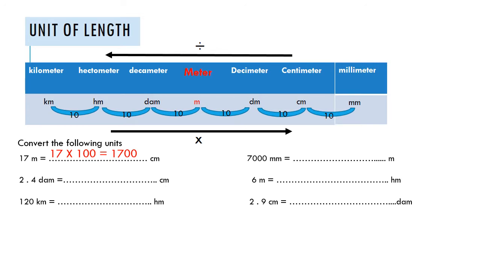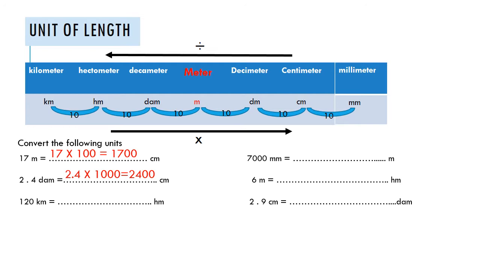The second example, 2.4 decameter, we want to convert it to centimeter. You can see that between decameter and centimeter we have 3 steps, so we multiply by 1000 and the result will be 2400 because we move the point 3 steps.